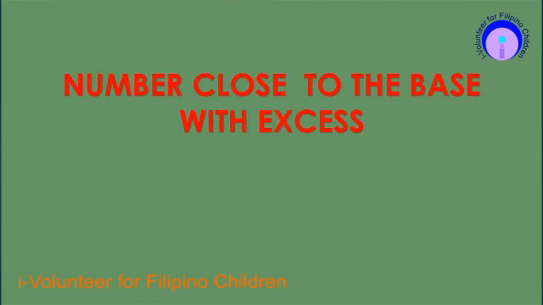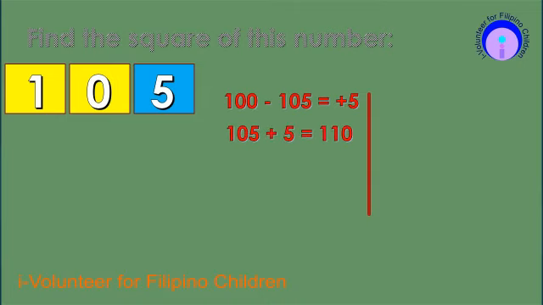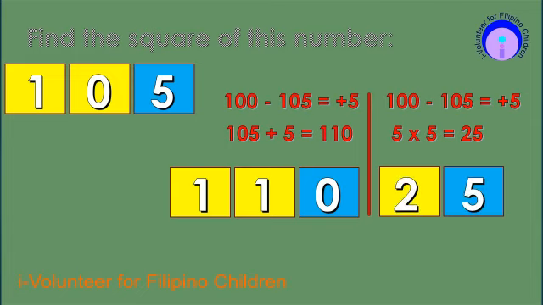Let's take another example. This time it has an excess of the base. 105 has an extra 5 units. The extra 5 will be added to 105 to make 110. At the other end, the extra 5 is squared to make it 25, and the final answer is 11,025.